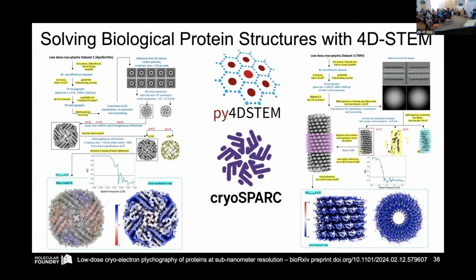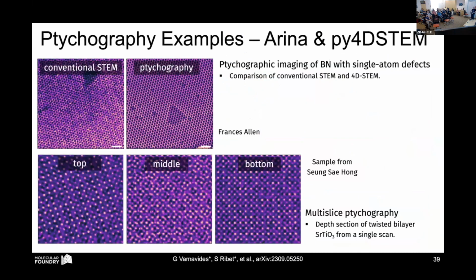But considering we've only been working on this for about 6 months, I'm not too displeased with how we're doing so far. Okay, so 2 other quick examples. Again, just comparing conventional STEM to ptychography. This is boron nitride, a couple sheets. You can see the single atom defects very clearly in the ptychographic reconstruction, impossible in the incoherent conventional STEM image.